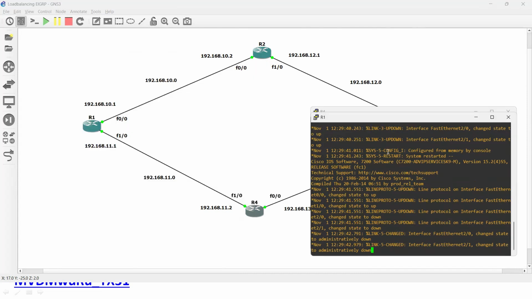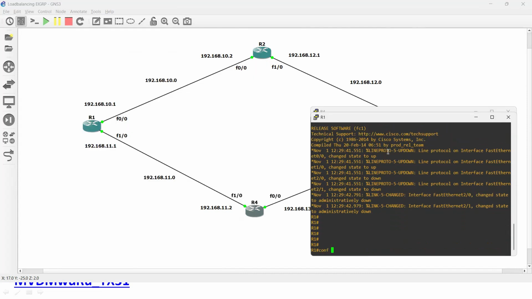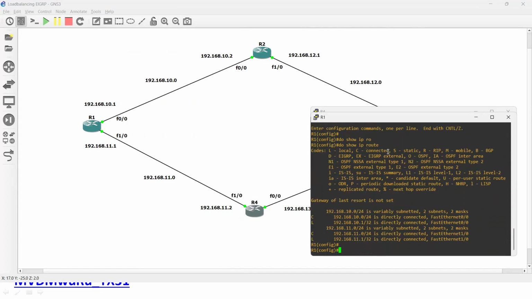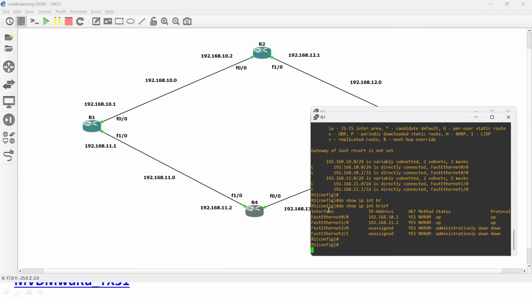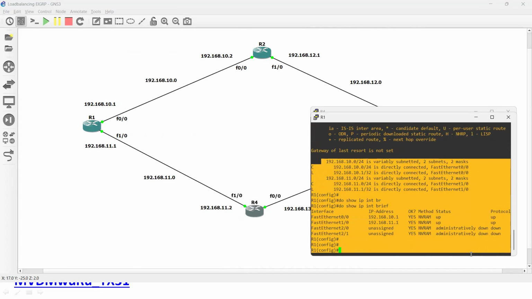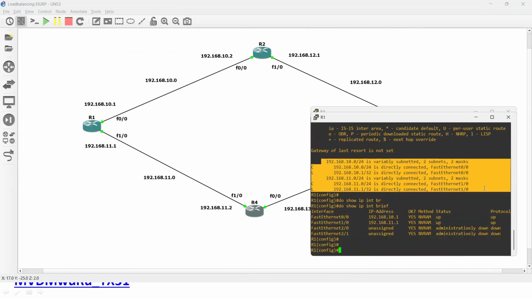Let me show you the IP address. Configure terminal, do show ip route. You can see that the IP address is provided. Do show ip interface brief. But the routing table doesn't have the destination IP addresses. That means the destination network is not available in the routing table, which means the routing is not done yet.